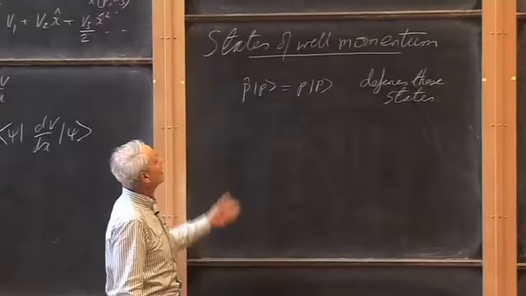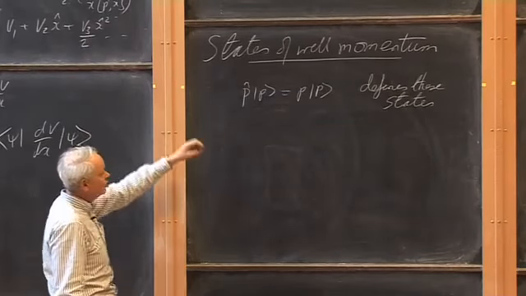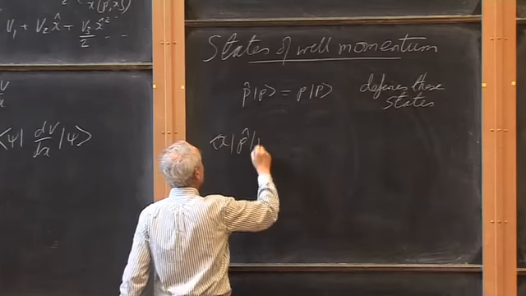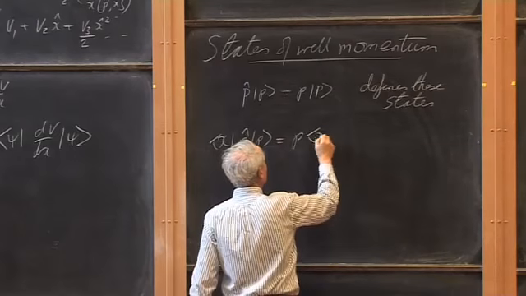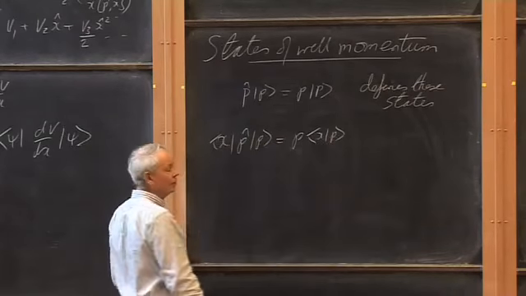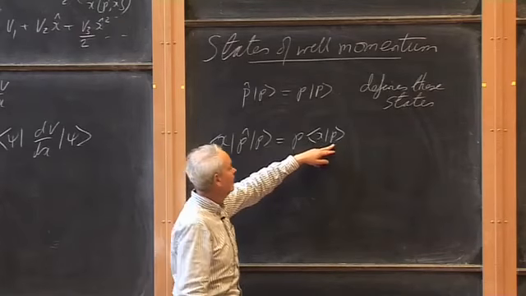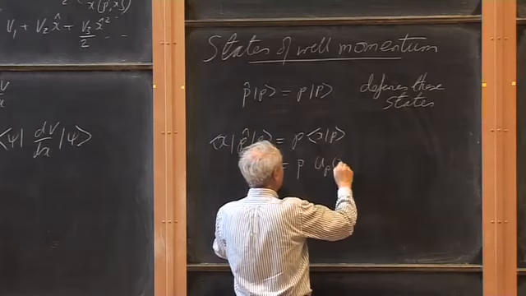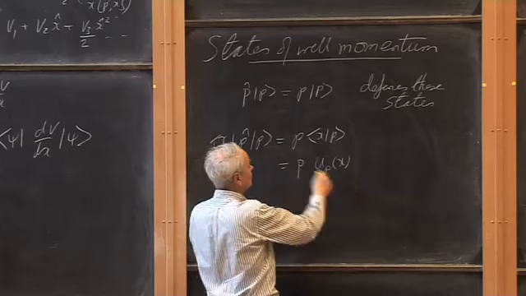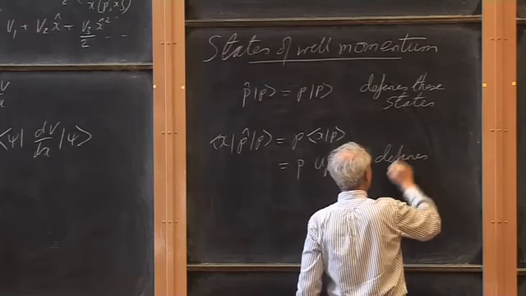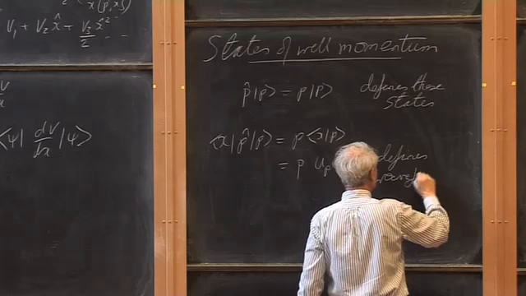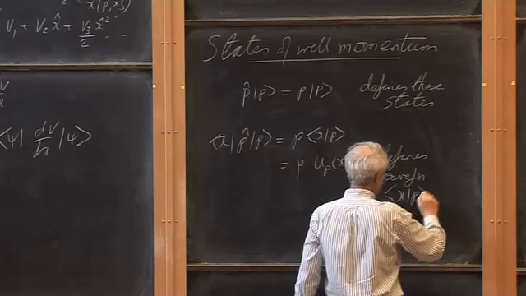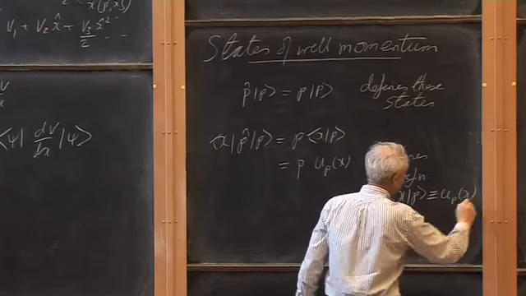If we want to know what these things look like in real space, we want to bra through with an x, and then we're looking at x, p hat, p is equal to p, xp. This is the wave function of our state of well-defined momentum. Let's introduce a newfangled notation and declare that this is u sub p of x. This is just the definition of the wave function: xp equals u_p of x.